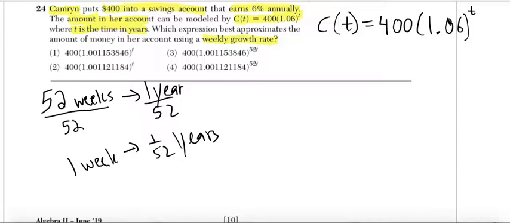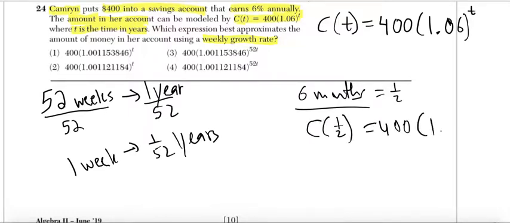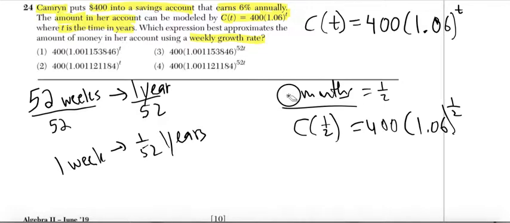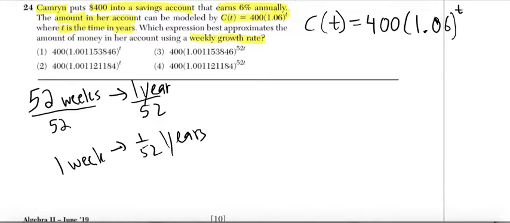But let's say 6 months, right? 6 months is the same as half a year, 6 out of 12, or 1/2 a year. I would want to do C of 1/2 is equal to 400 times 1.06 to the 1/2, or 6 over 12, right? And 1 month is 1/12 of a year, so I would raise to the 1/12 power. So each week, guys, because in 2 years I would raise 1.06 to the second power, in a week, which is 1 over 52 years, I would raise, let's look at just the exponents for now, 1.06 to the 1 over 52 power each week.